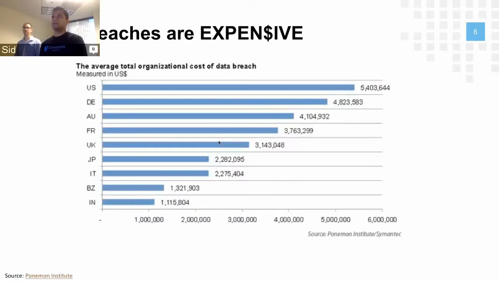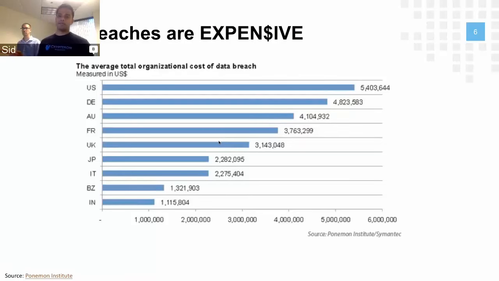Now, data breaches are also expensive, not just on a per record basis, but on a per incident basis. On a per incident basis, the place where it hits the most is right here in the US, where on average a single data breach is going to cost you $5.5 million. And in this day and age, it's not a question of if you're going to have a data breach, it's mostly a question of when, and whether your organization will be aware and in a position to be on top of it.